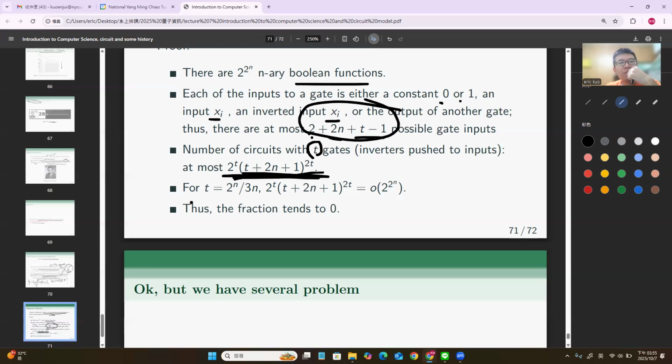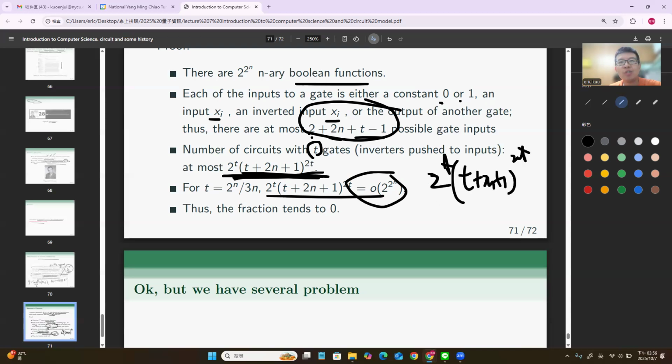Okay. And if you pick t to be 2 to the n divided by 3n, then you can prove this is only small o of 2 to the 2 to the n. Small o basically means the fraction is 0. So what this means is that the ratio of this number of functions to the whole set of functions goes to 0 if t is picked to be 2 to the n divided by 3n. So the fraction tends to 0.